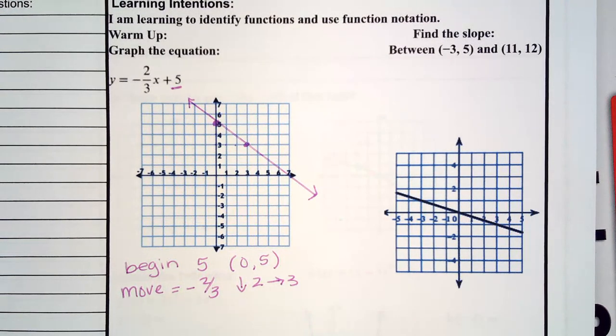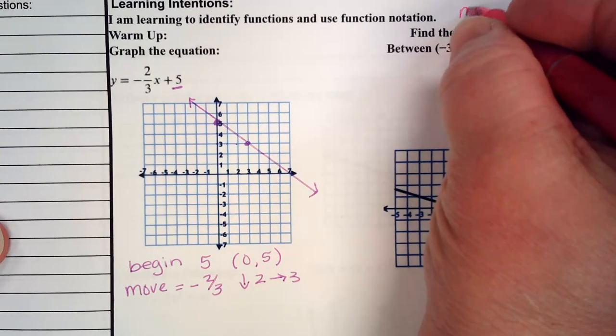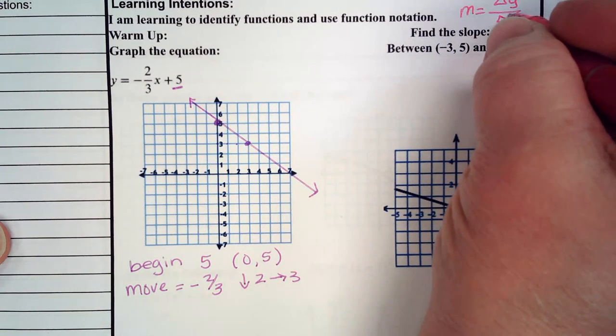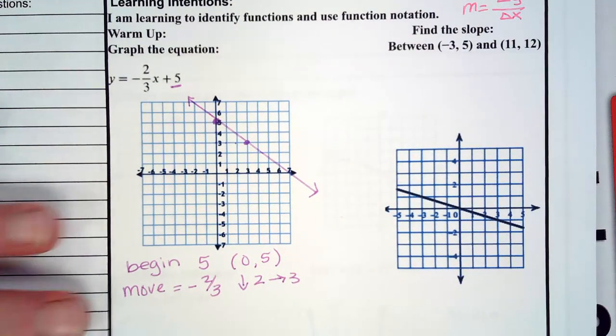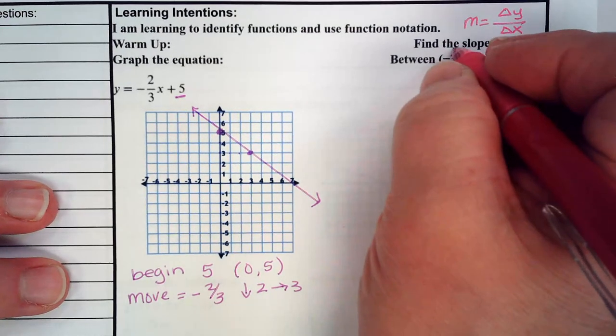Okay, for the next one, you're going to find slope. One is between 2 points and one is off of a table. So between two points, do you remember the formula? The change in y over the change in x. Delta y over delta x. So I've got xy, xy.